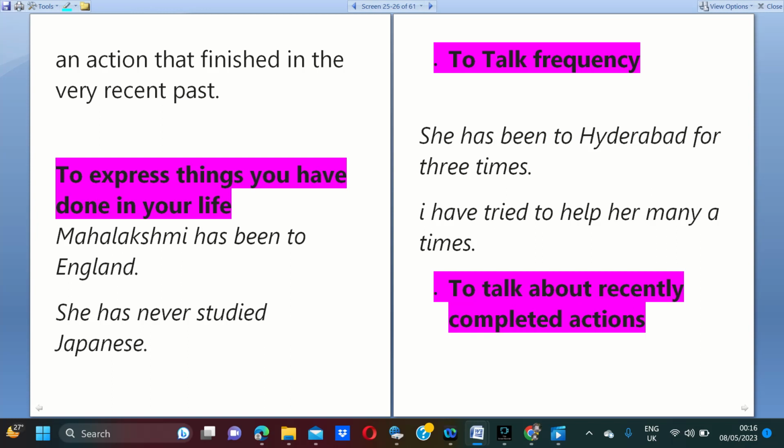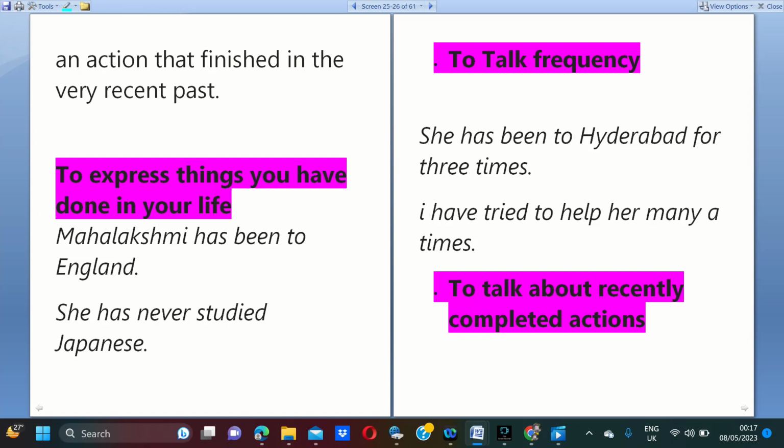There are a few other conditions. We also look at them to get better understanding. To express things you have done in your life. Mahalakshmi has been to England. See, it is the action completed in the present moment. So here, to express things you have done in your life, we can talk about these things by using present perfect tense. She has never studied Japanese.